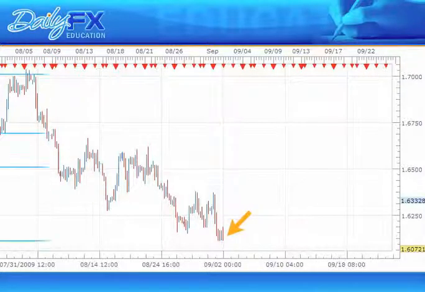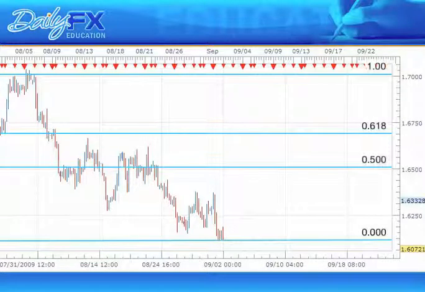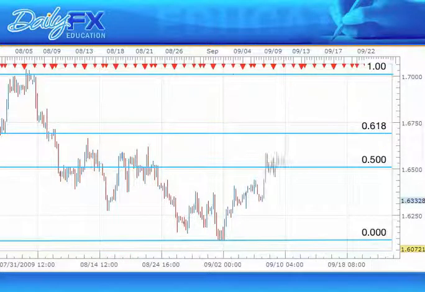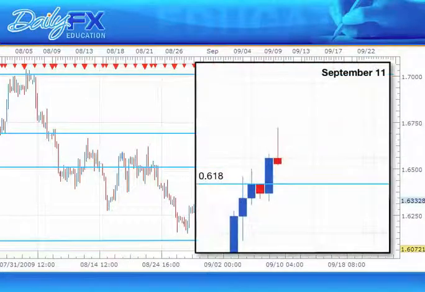From this point, we can draw a Fibonacci retracement to determine where potential resistance might be on an upward retracement. Many traders like to look for an entry near the 61.8% retracement level, so let's wait and see if prices will bounce there or not. As the price approaches, we'll be on the lookout for a bearish candle formation to confirm a potential reversal. On September 11th, the 61.8% Fibonacci retracement line is pierced, and a shooting star forms.